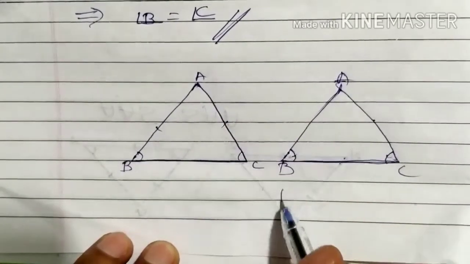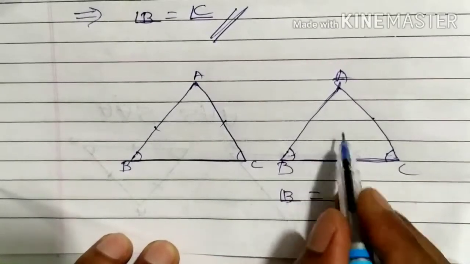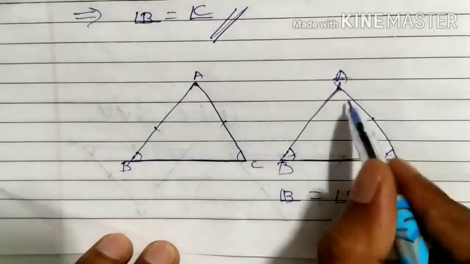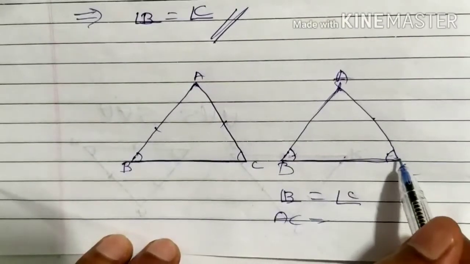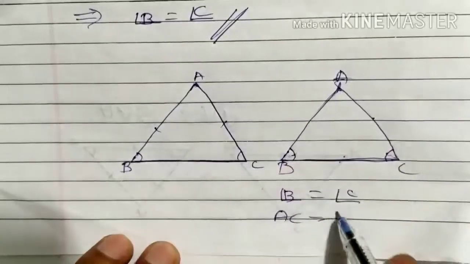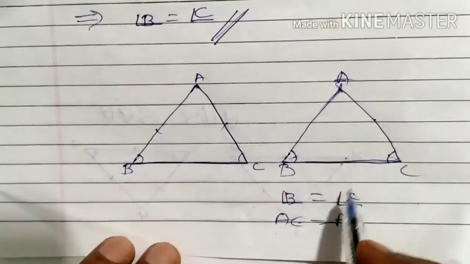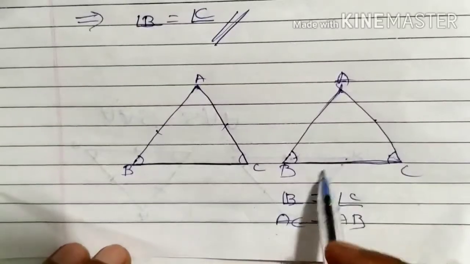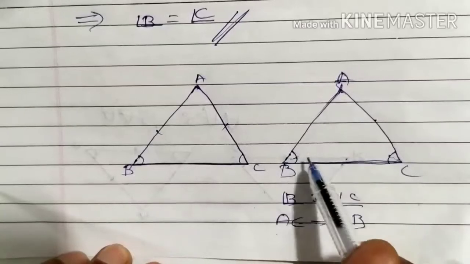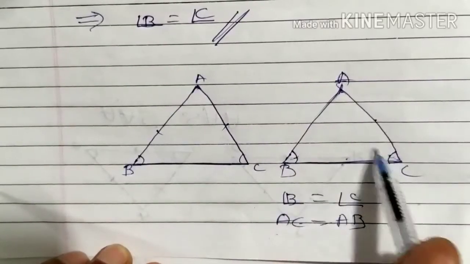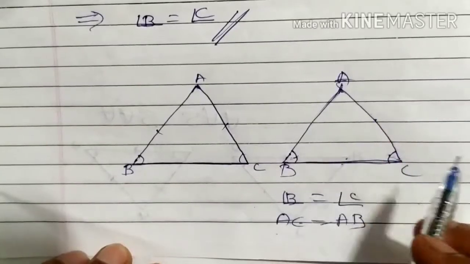then the sides opposite to those two angles are always equal. If angle B is equal to angle C, then the side opposite to angle B, that is AC, is equal to the side opposite to angle C, that is AB. So these two sides will be equal. This theorem is nothing but the converse of the previous theorem. In a triangle, if two angles are equal, then the sides opposite to those two angles are always equal.